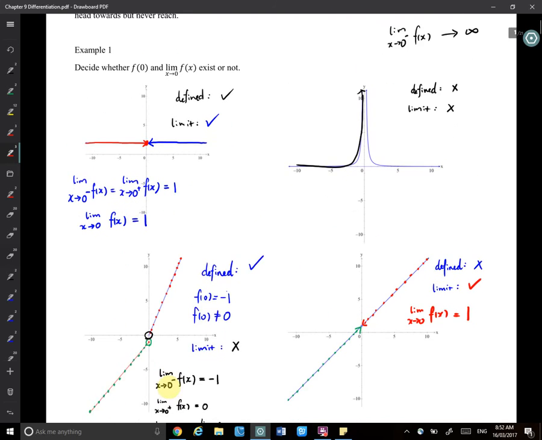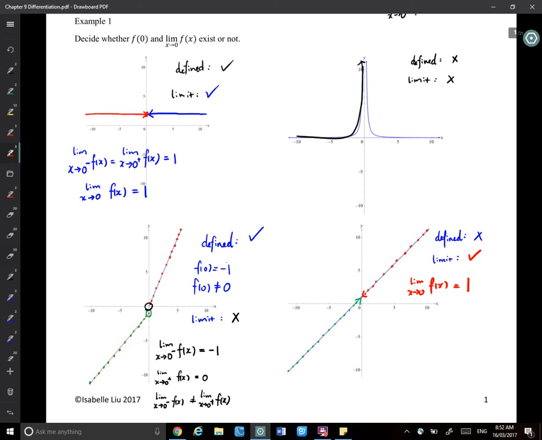Okay, those 4 examples show you all the different cases between defined and limit, and that there's no relation between being defined and having a limit. It can be defined without having the limit, or not defined but having the limit, or both defined and having the limit, or both not defined and no limit at that point. So 4 different examples show you the 4 different cases. That's how we think about whether a point is defined and whether the limit exists or not.